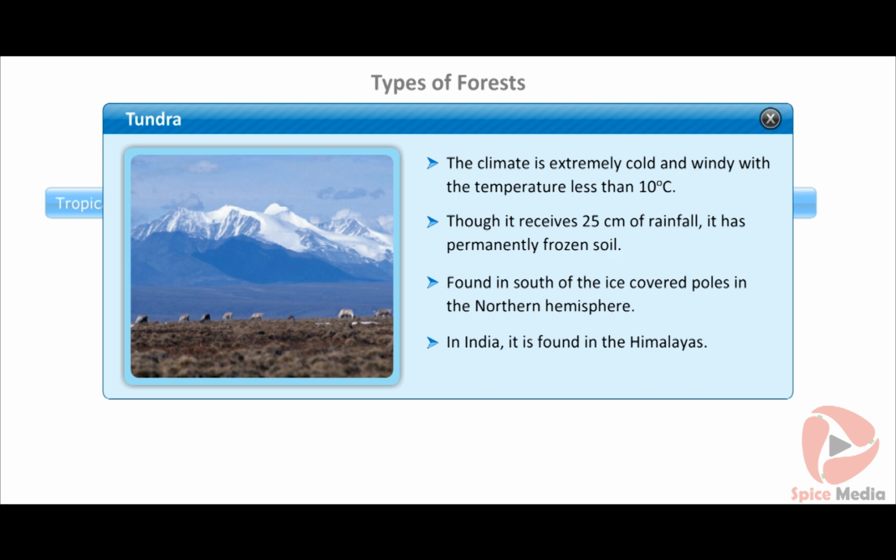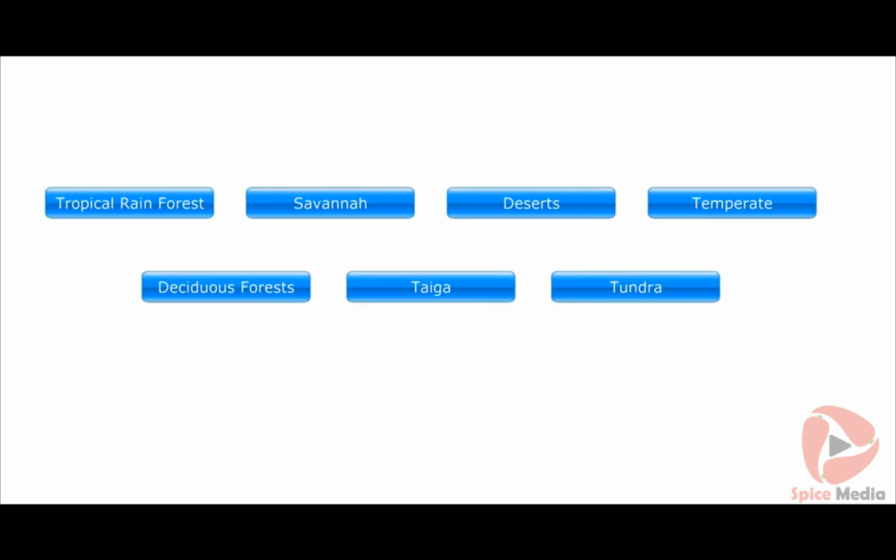Tundra. The climate is extremely cold and windy with a temperature less than 10 degrees Celsius. Though it receives 25 centimeter of rainfall, it has permanently frozen soil. Found south of the ice-covered poles in the northern hemisphere. In India, it is found in the Himalayas.